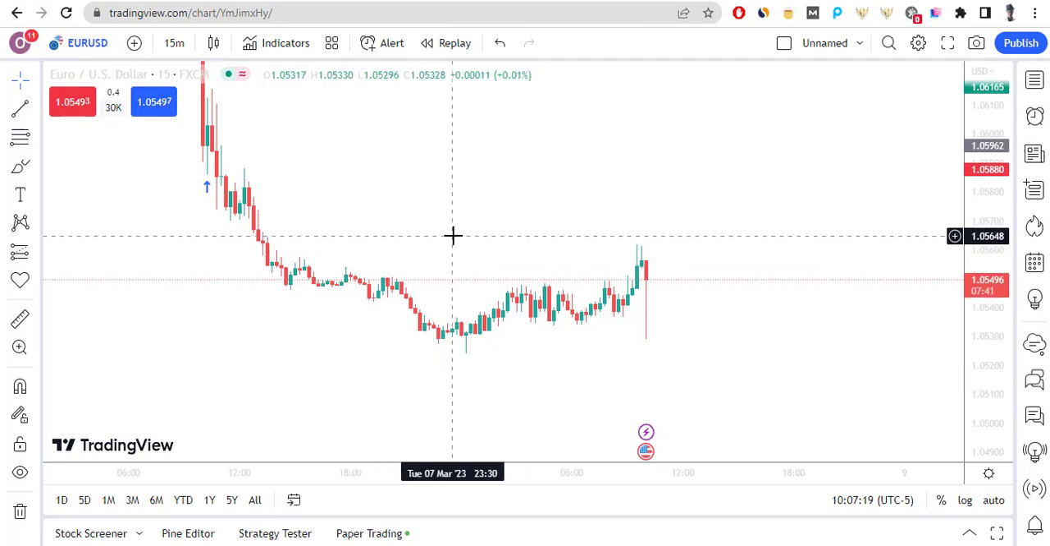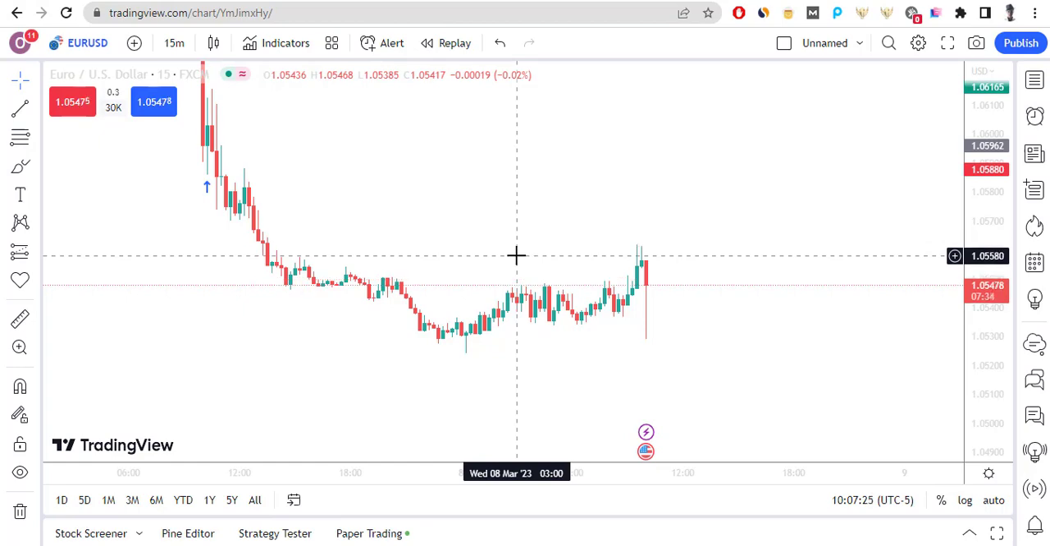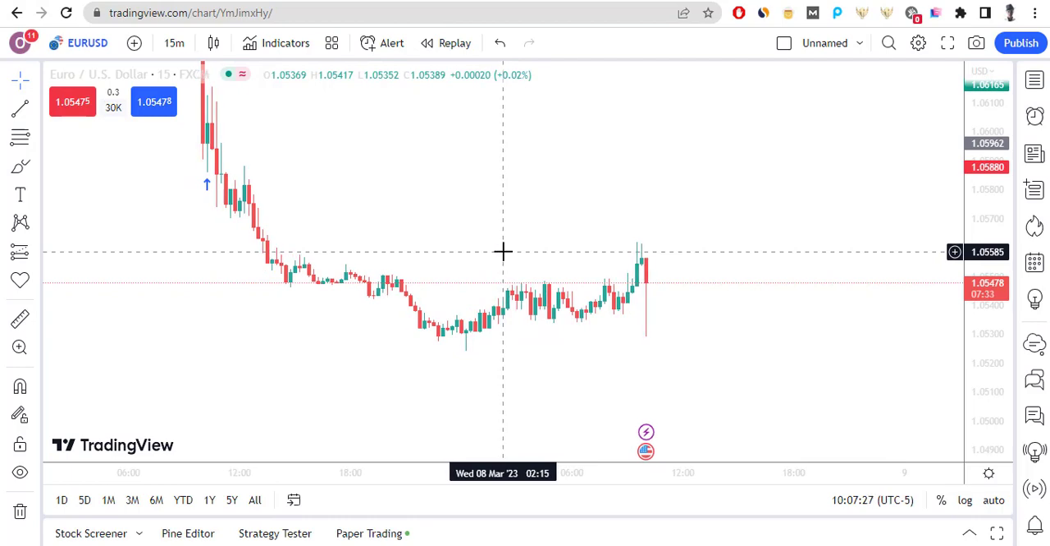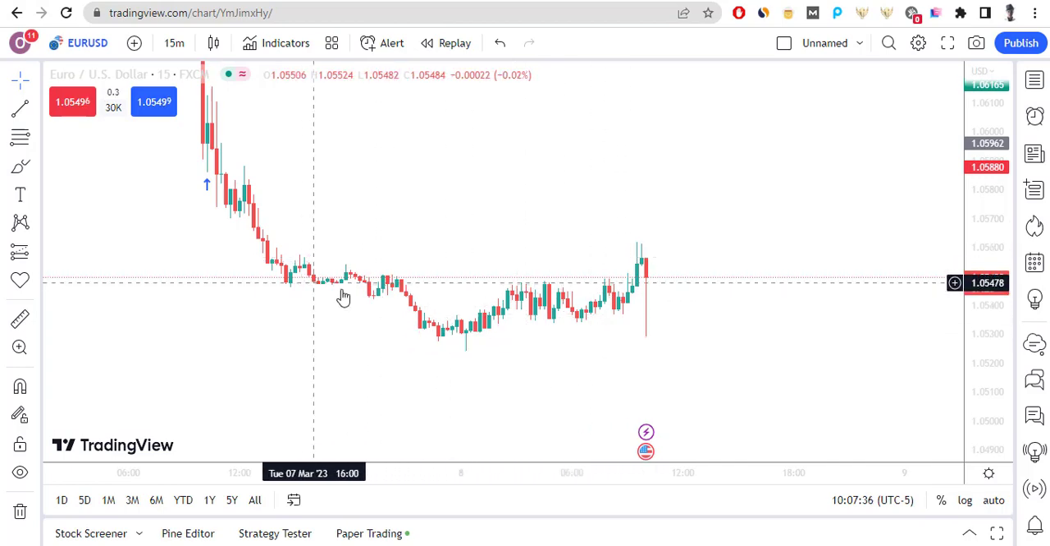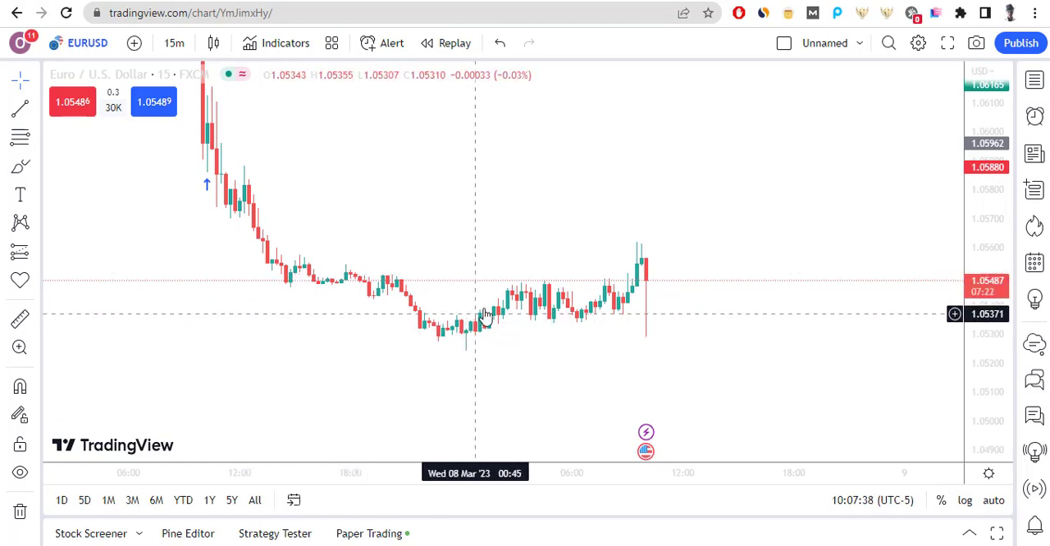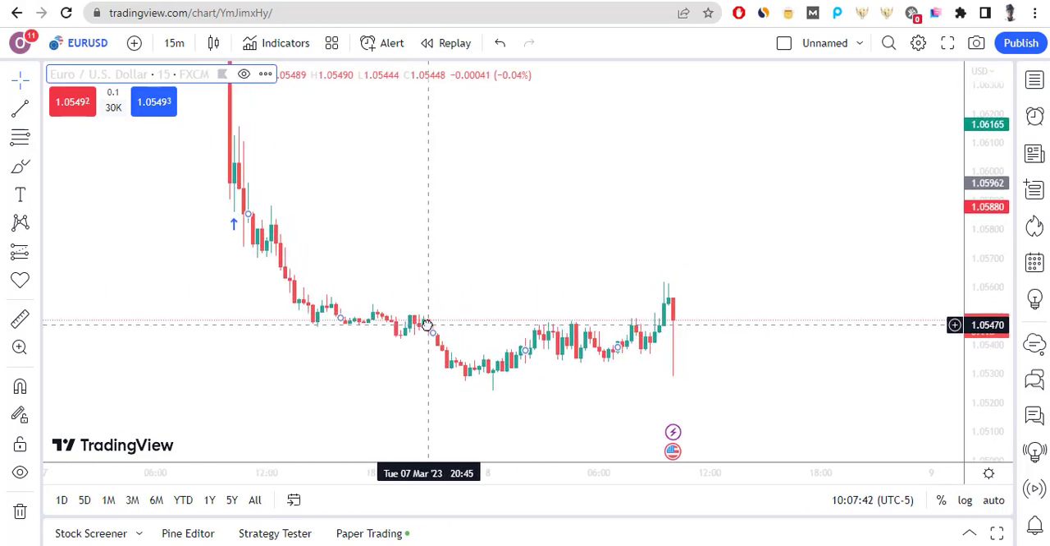Well, equilibrium is a new word for you. I hope you kind of know what it means. Equilibrium, we're going to talk about it in future videos, of course. It means that the market is in equilibrium. It's a very hard word to explain well.